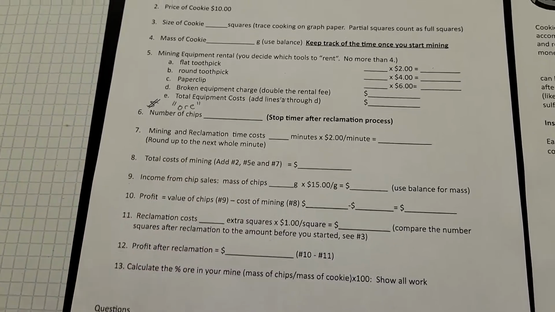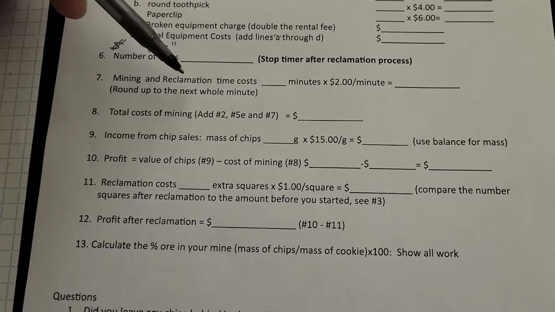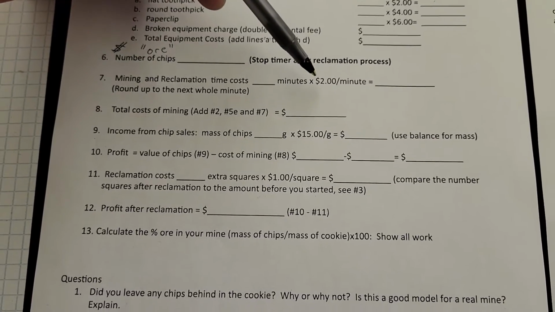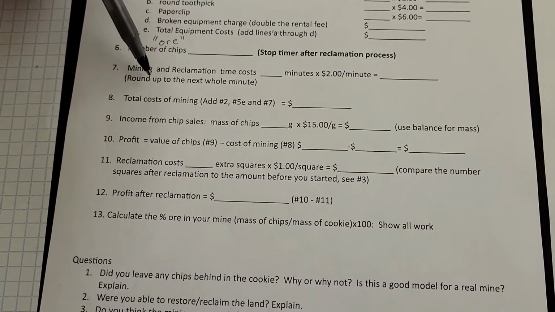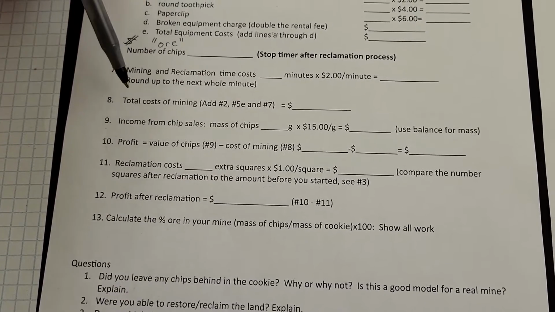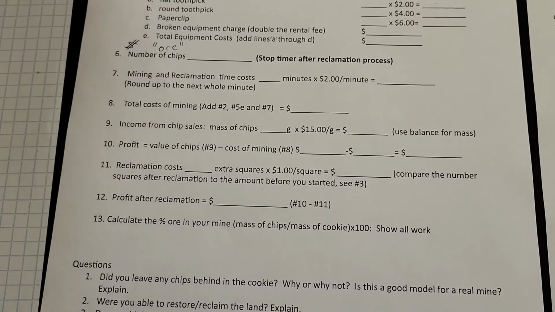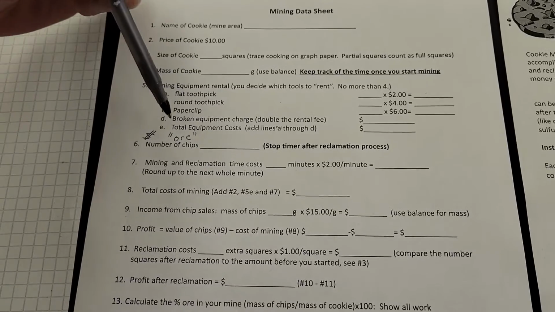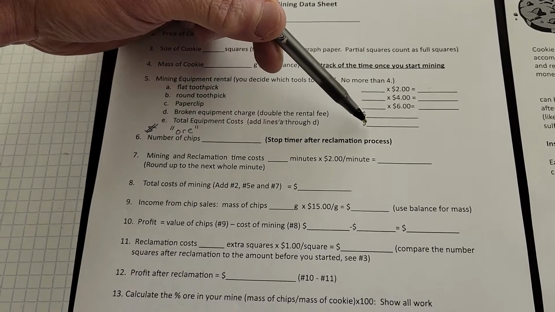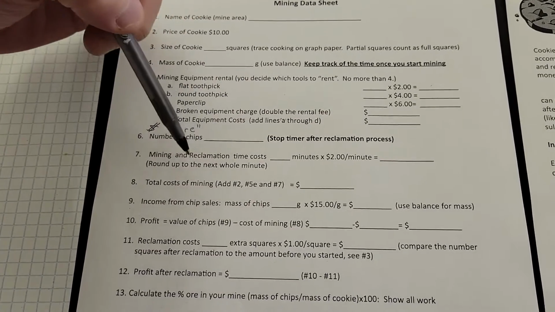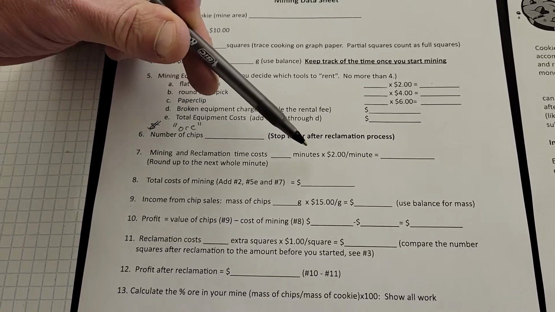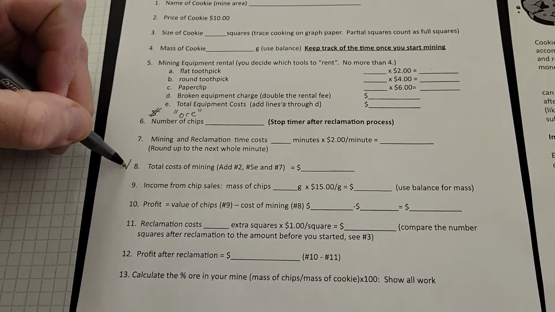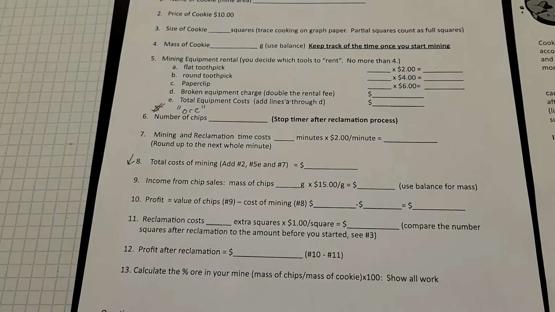Now what we're looking at is the mine and reclamation time cost, because you have to pay your laborers. It's $2 per minute. Just round up to the next whole minute. So that is a cost. The total cost of mining: you take the price of the cookie, which in this case is $10, add whatever the total equipment costs were, and add the time costs. All that stuff is going to drive your profit down.